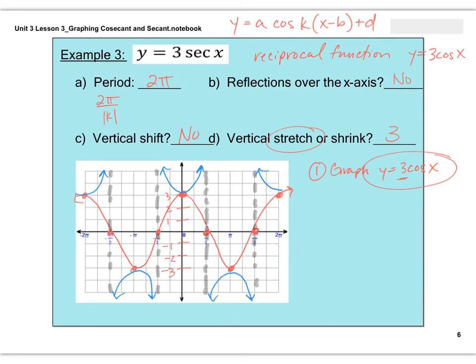So a quick recap: number 1, we sketched y equals 3 cosine x. Number 2, we sketched the vertical asymptotes. And then number 3, we sketched y equals 3 secant x by drawing in the U-shaped branches.